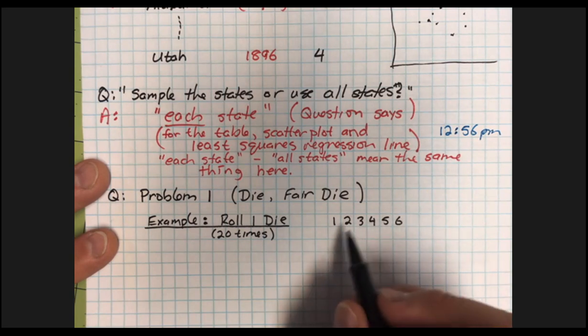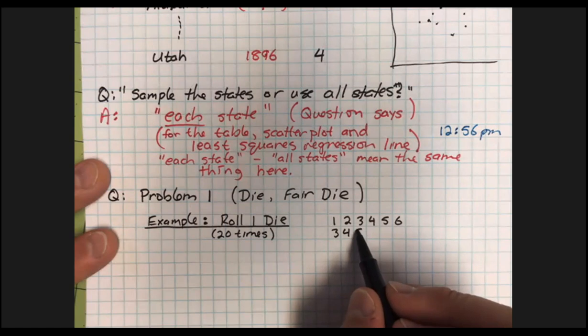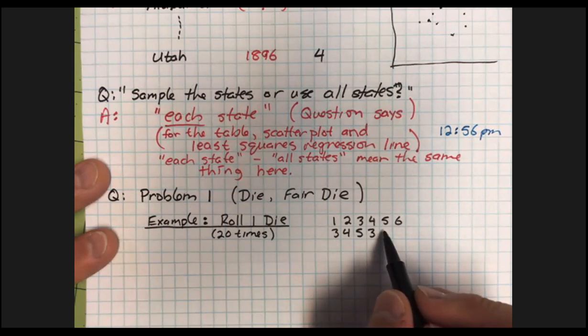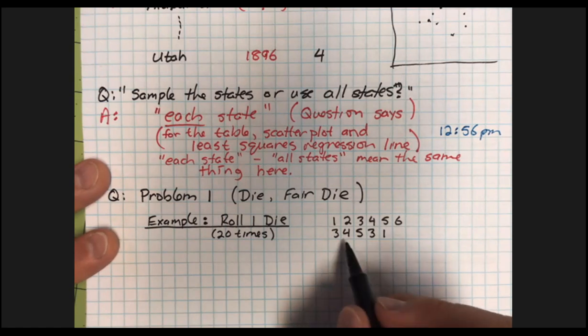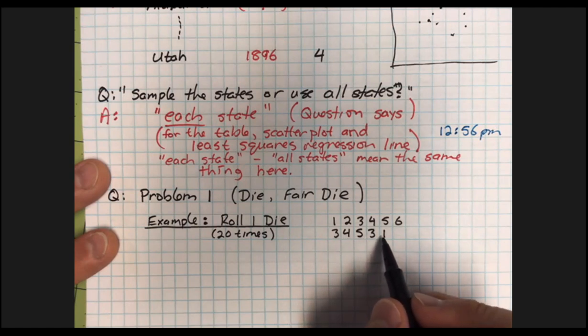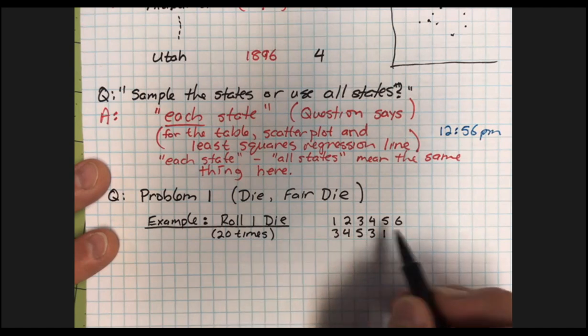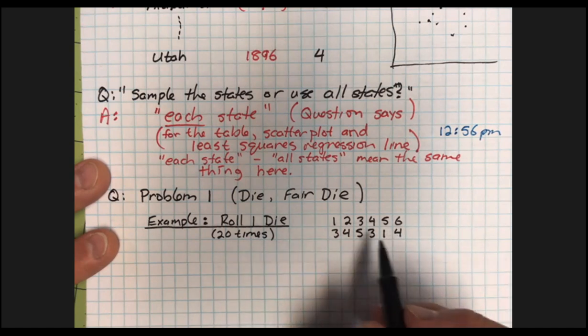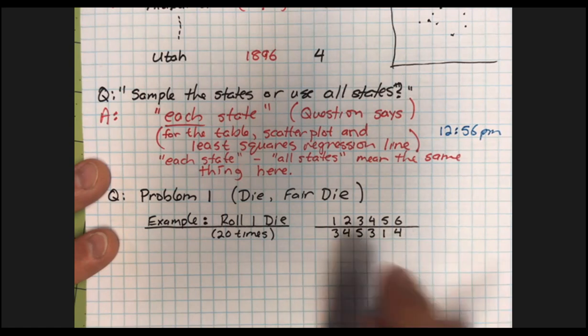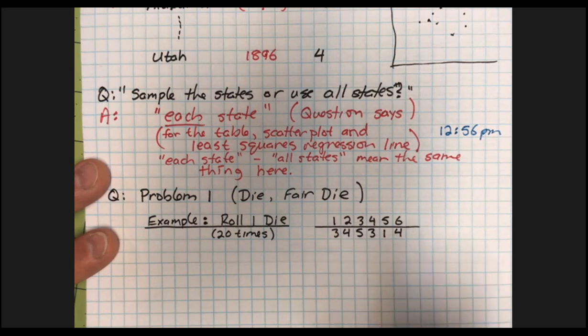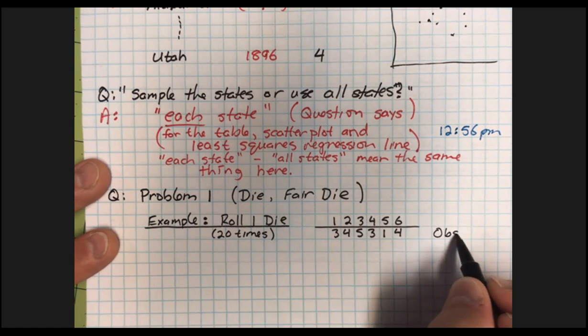Now, let's say you roll the die and you get 3 ones, 4 twos, 5 threes, 3 fours, 1 five, and 4 sixes. Let me see what I got here: 7, 12, 16. I'm going to roll it 20 times. That's very interesting. This is what you've observed.